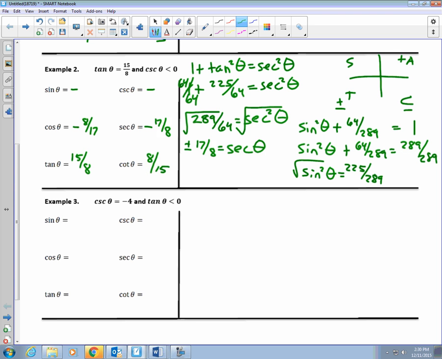When I square root both sides, as you said, I get sine of theta is plus or minus 15 over 17. So we know it's negative. We decided that. And for cosecant, I flip it.